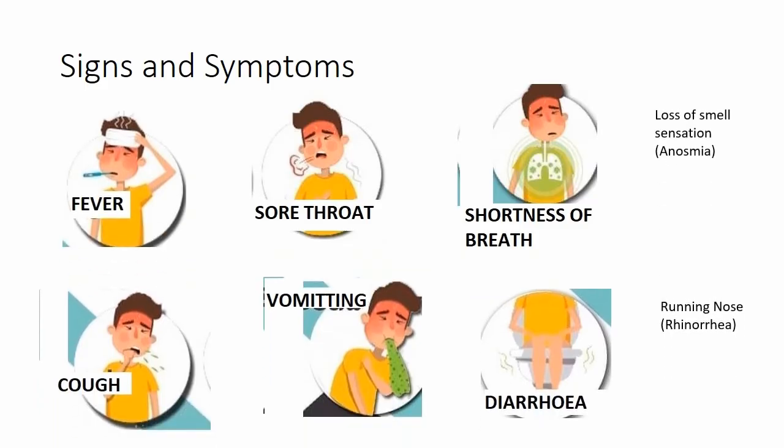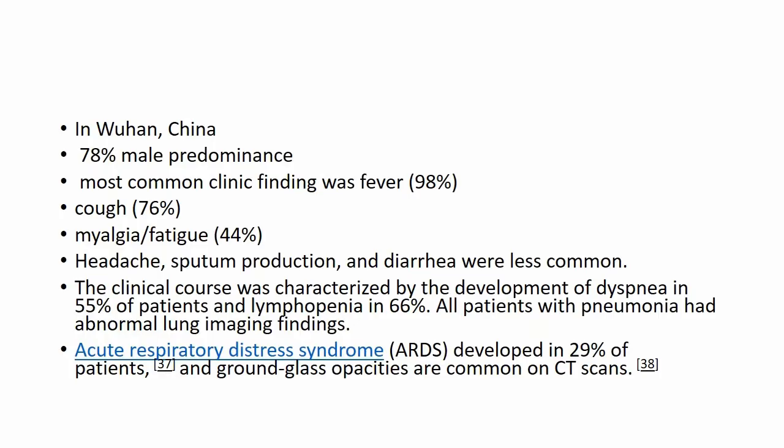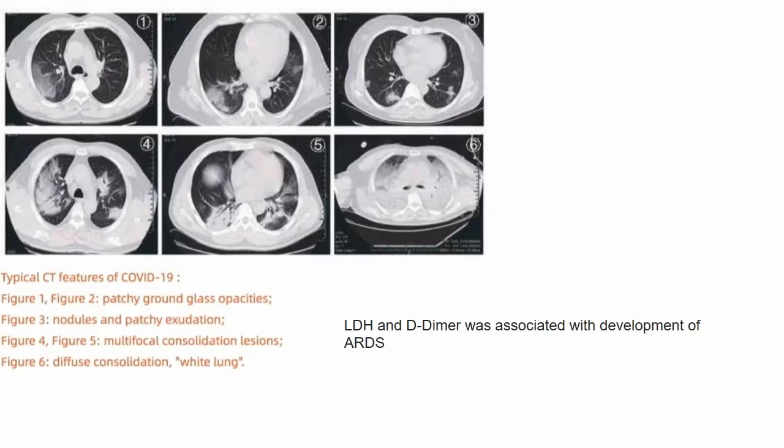Here are the main complaints of the infection. There are fever, sore throat, shortness of breath, cough, vomiting and diarrhea. And some people complain of loss of smell. From the Wuhan statistics, males have the highest preponderance for the infection. The most common symptom is fever, and 90% of people with infection get fever. And 76% of patients get cough, 44% of patients get myalgia and fatigue. Headache, sputum production, and diarrhea were less common symptoms.